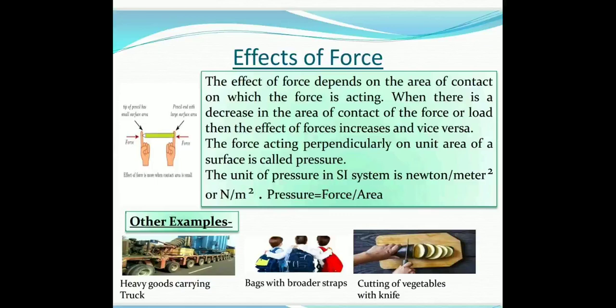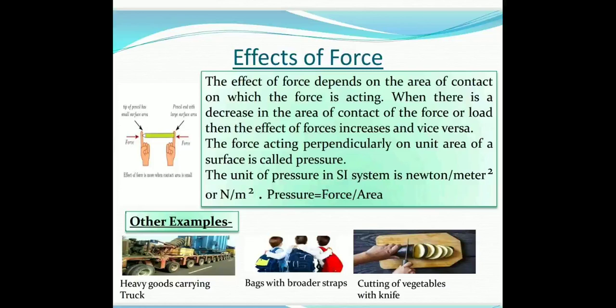Now I am going to define pressure. The force acting perpendicularly on a unit area of surface is called pressure. Pressure is equal to force per area. The SI unit of pressure is Newton per meter square.